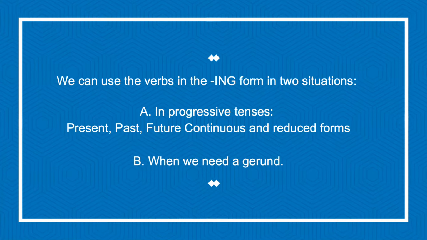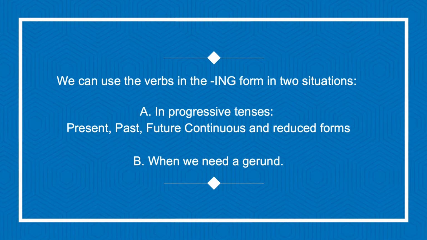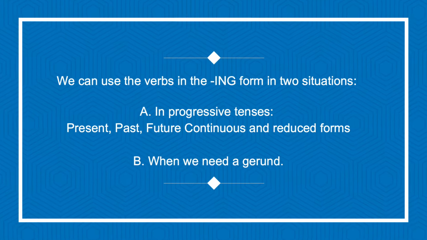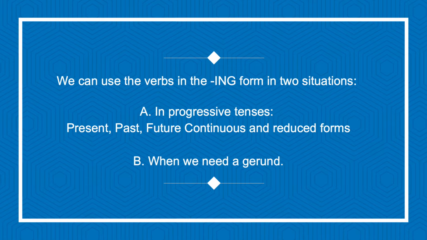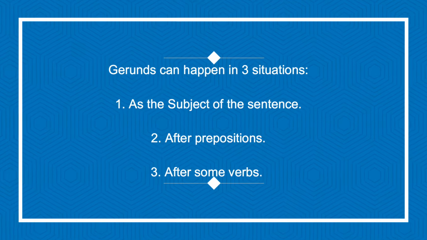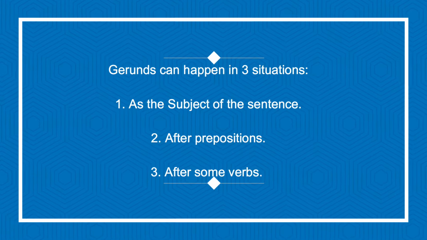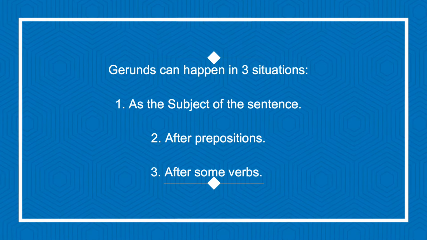Okay, let's summarize everything so far. We can use the verbs in the ing form in 2 situations. A, progressive tenses, present, past, future continuous, and reduced forms. And B, when we need a gerund. And gerunds can happen in 3 situations. 1, as the subject of the sentence. 2, after prepositions. And 3, after some verbs.